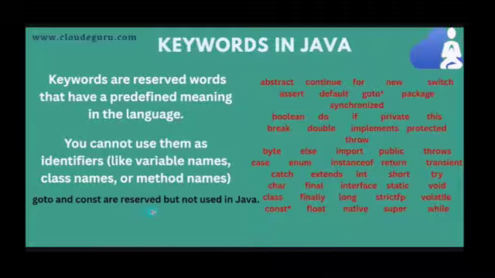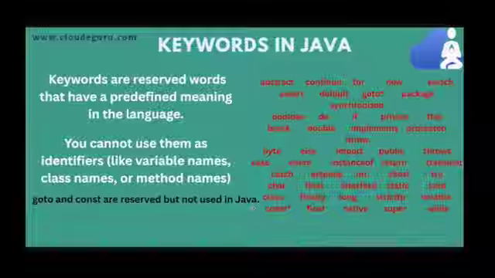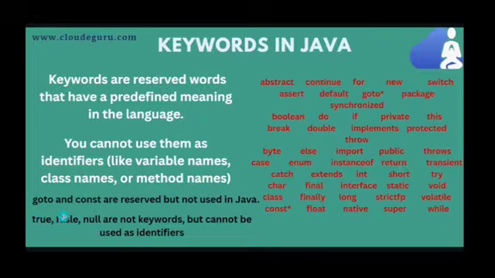goto and const are reserved words but not used in Java. They have been reserved for some future implementation, but they are not keywords in Java. true, false, and null are not keywords either, but you cannot use them as identifiers, as the name of your variable, method or class.